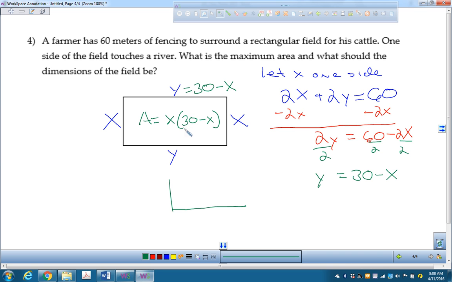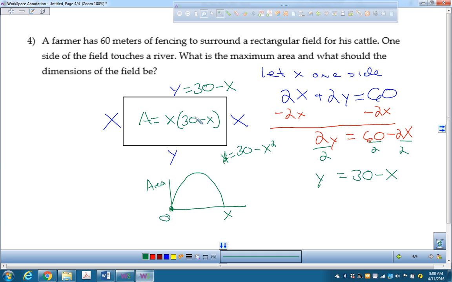What shape does 30x minus x squared make? It makes a parabola. Right side up or upside down? Minus x squared. It's going to make an upside down parabola, okay? And this is the area. It's not y, but this is x. What they want to know is what should be the dimensions.